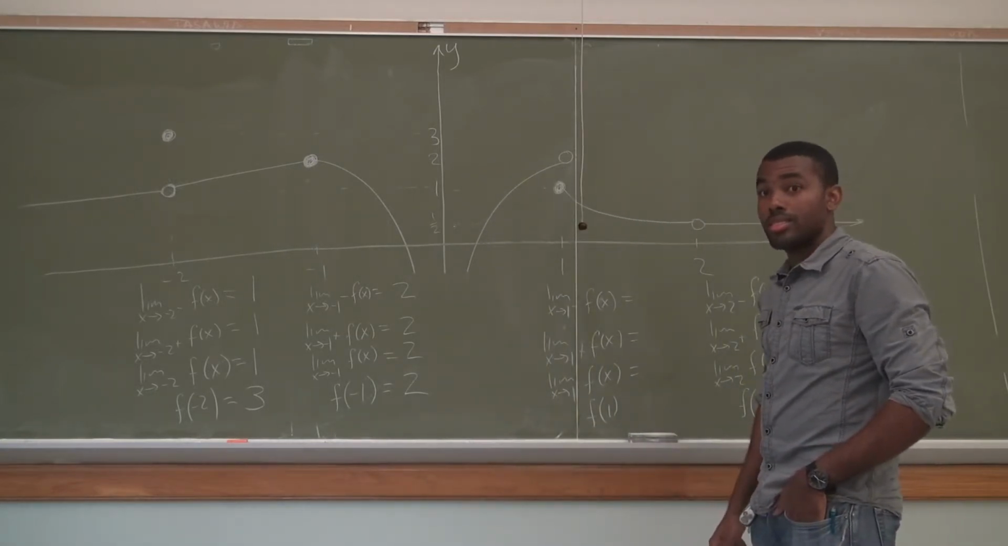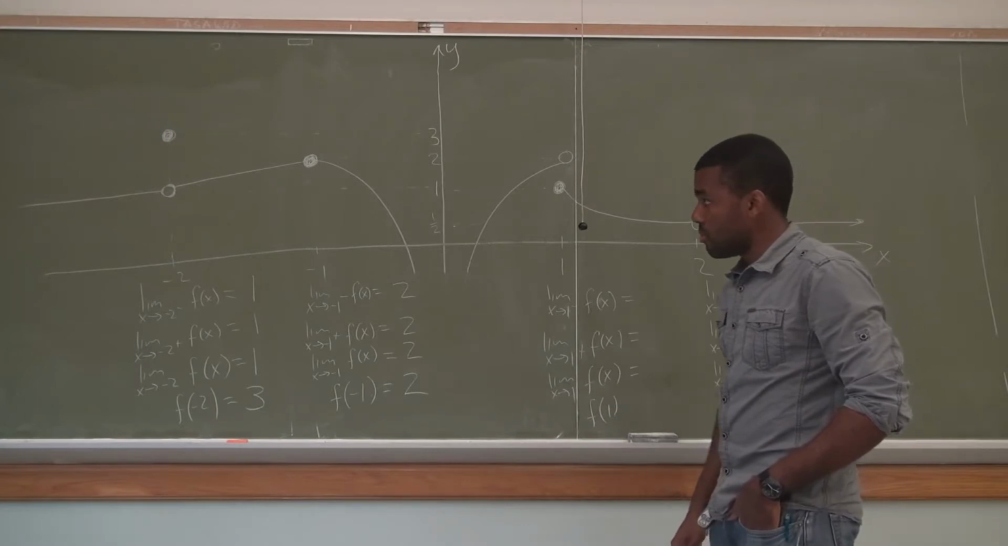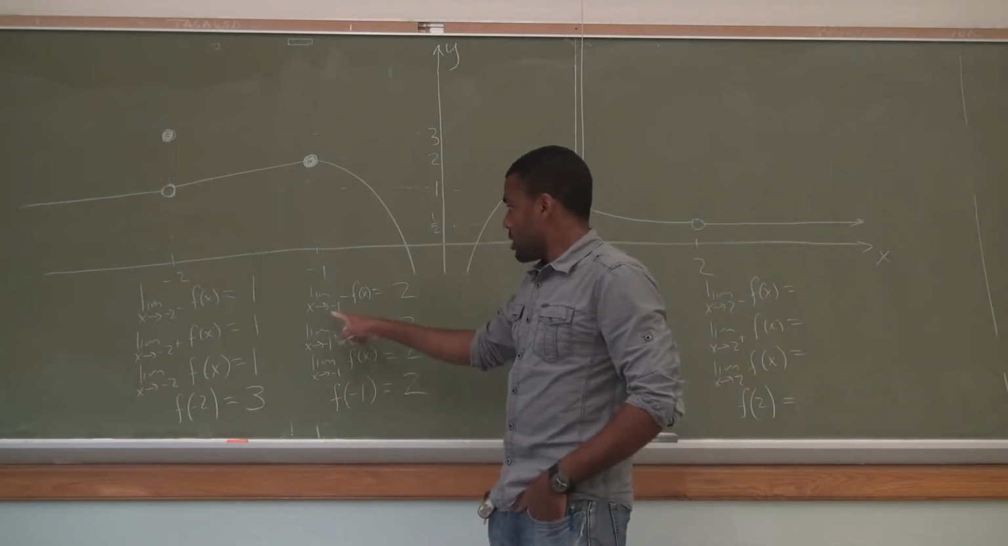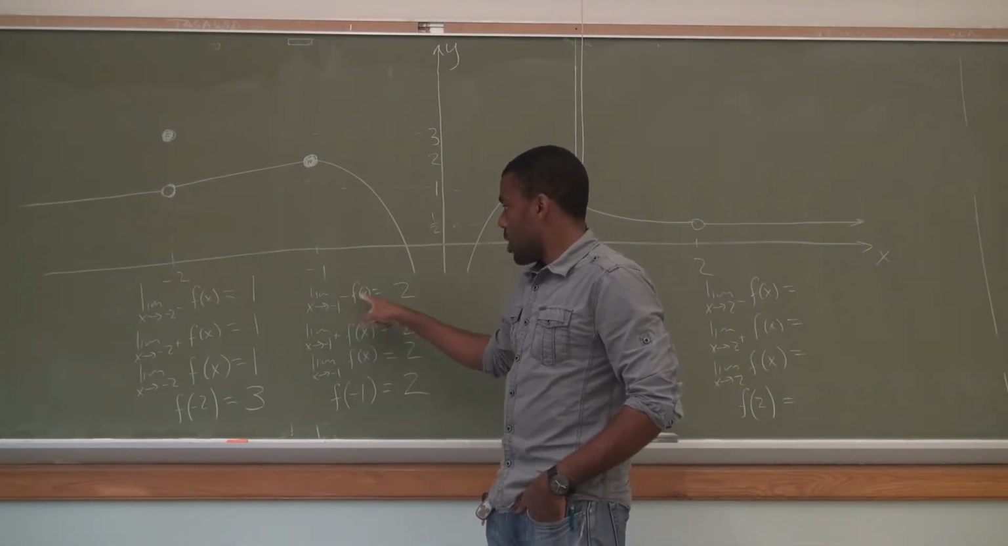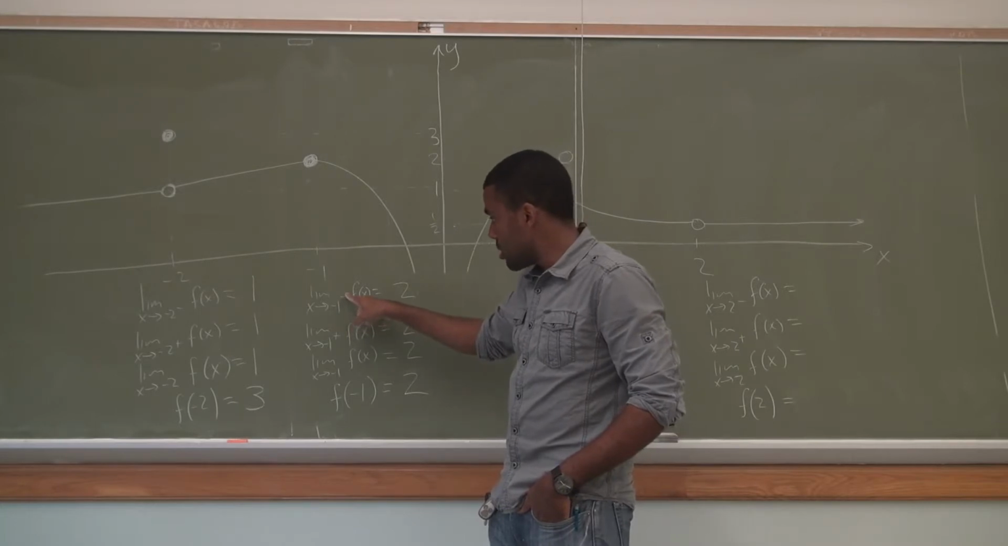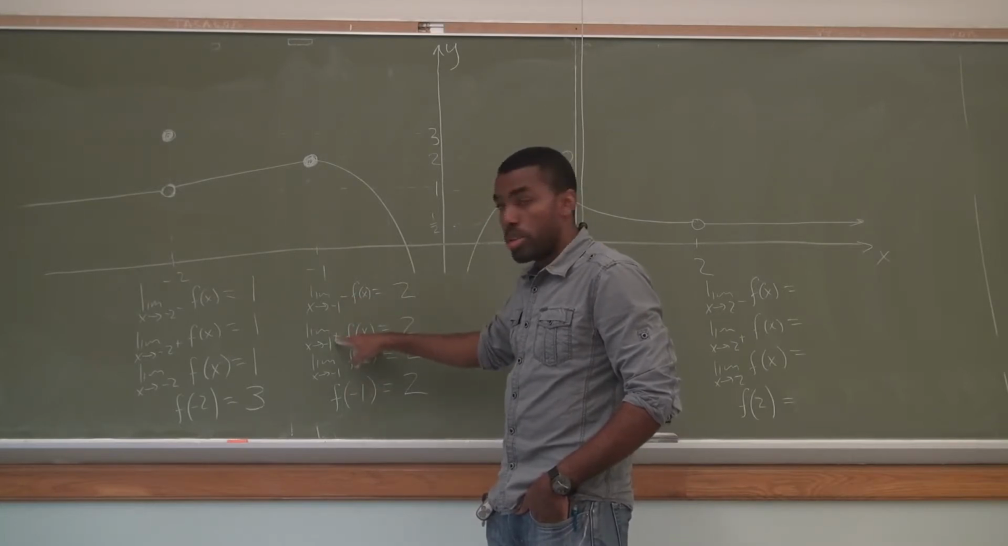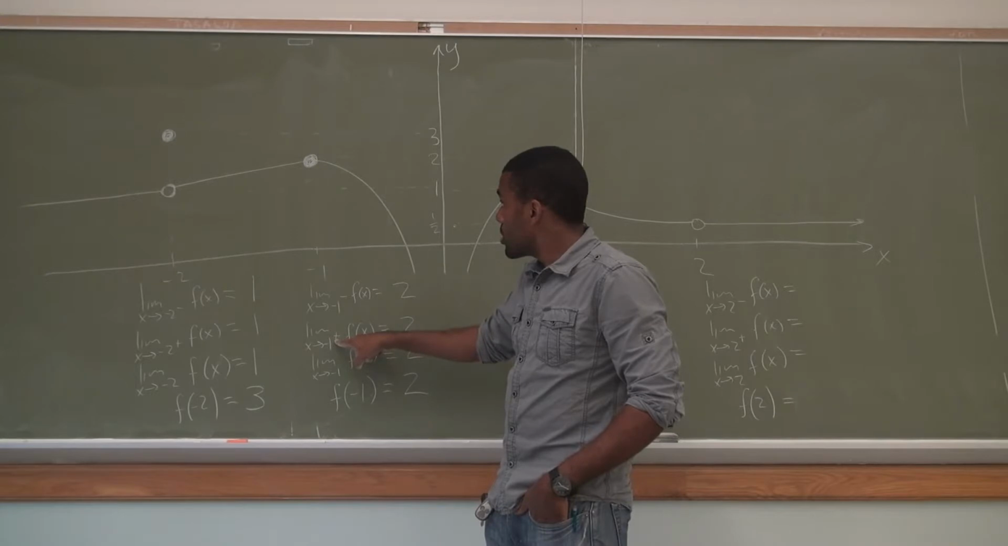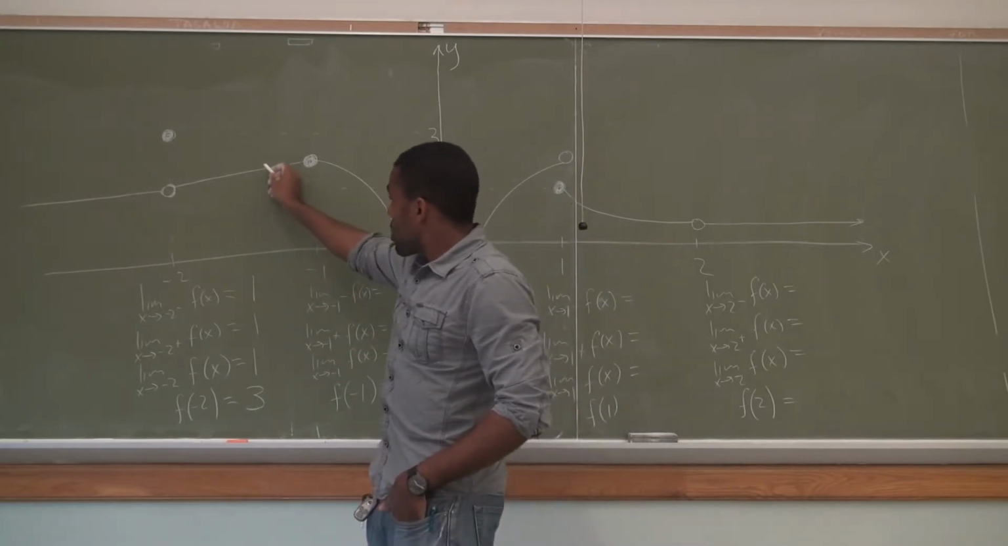Yes? I don't get it. Well, this is saying, what is the y value approaching when x is getting close to minus 1 on the left side? Right? This little minus here means the left side. This little plus here means the right side. Right? So I'm on the curve.